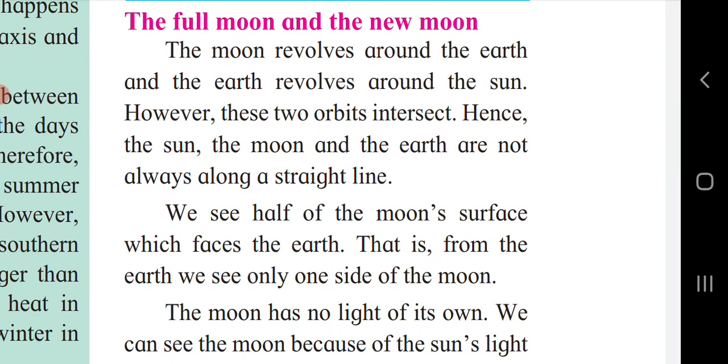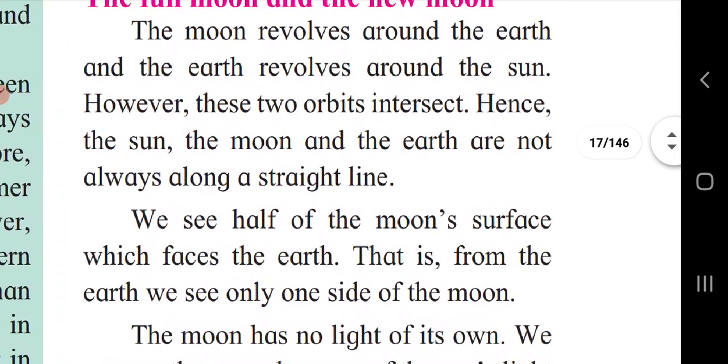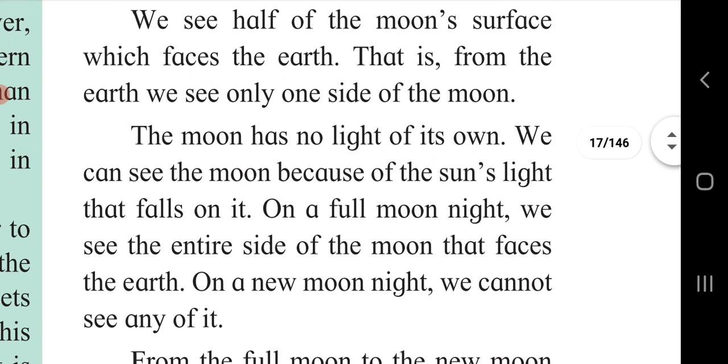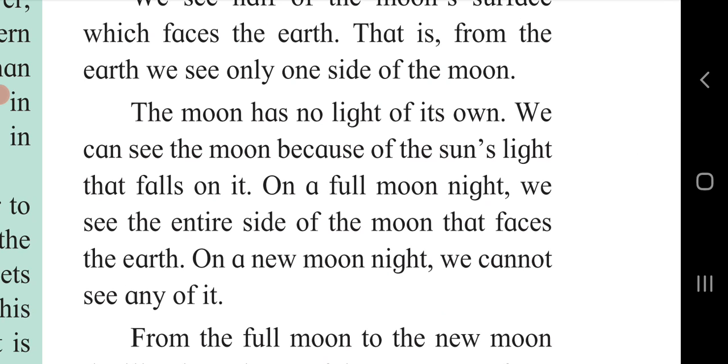The moon revolves around the earth and the earth revolves around the sun. However, these two orbits intersect, hence the sun, the moon and the earth are not always along a straight line. We see half of the moon's surface, the side which faces the earth, that is, from the earth we see only one side of the moon. The moon has no light of its own. We can see the moon because of the sun's light that falls on it. Yes, the moon doesn't have any light. It is the sun which gives light to the moon.